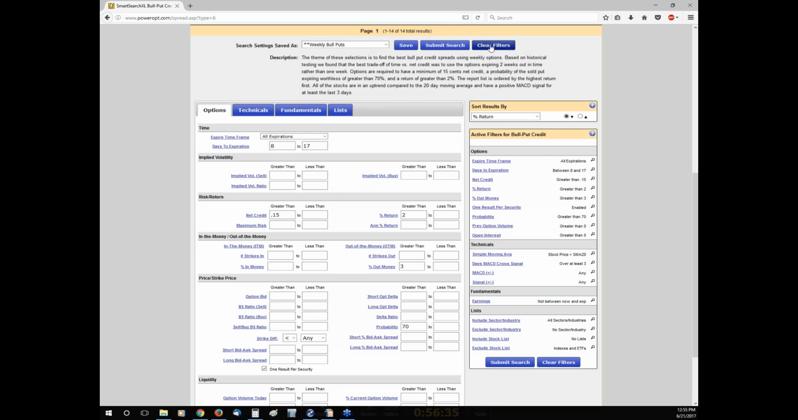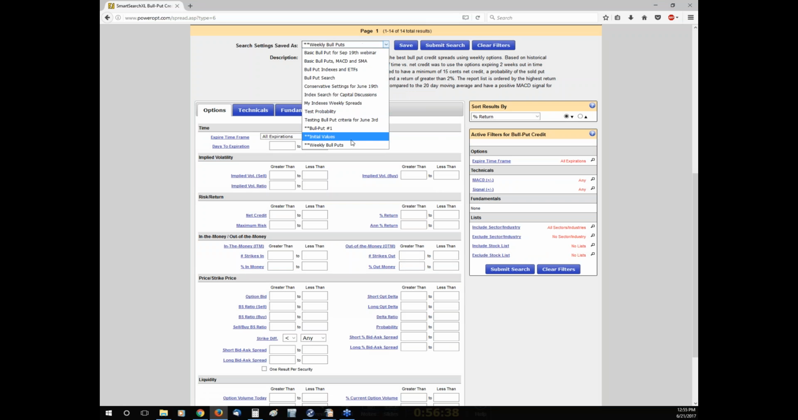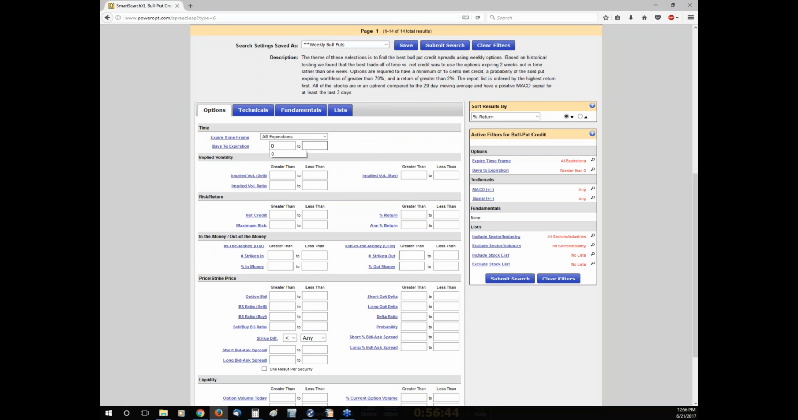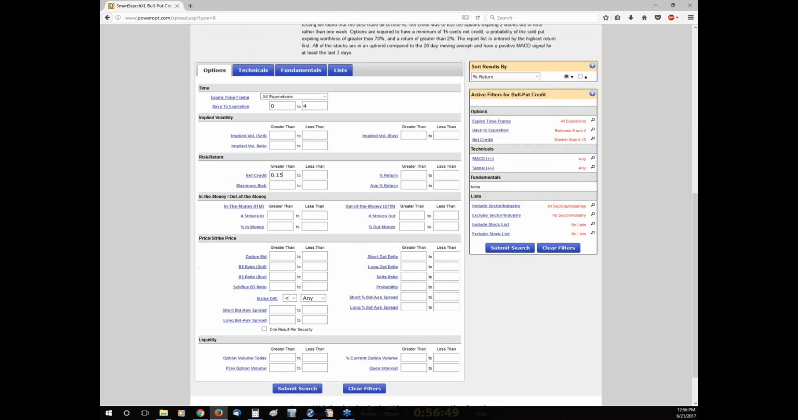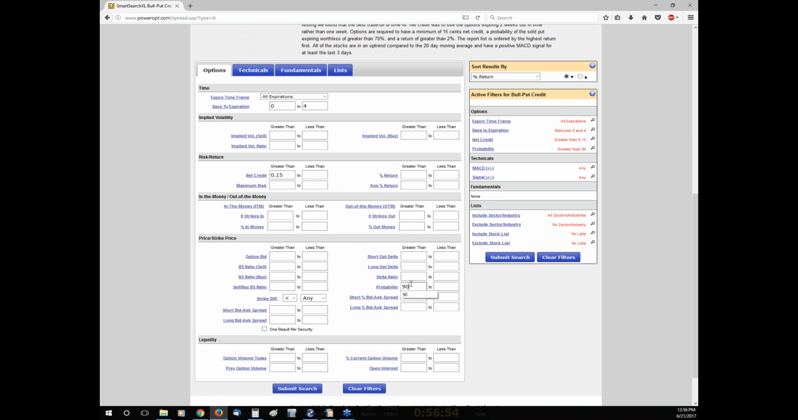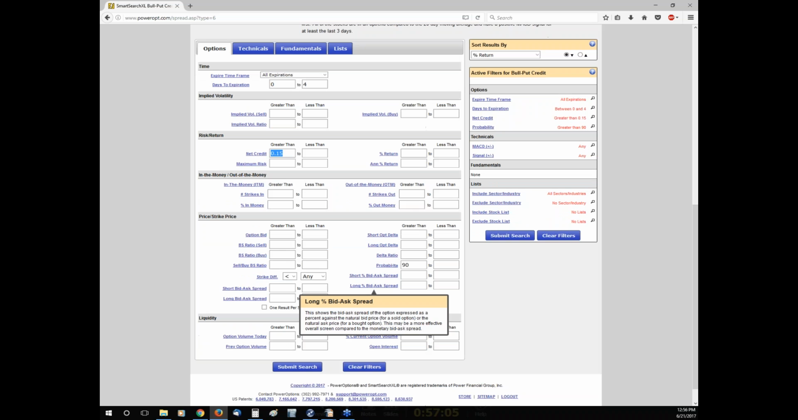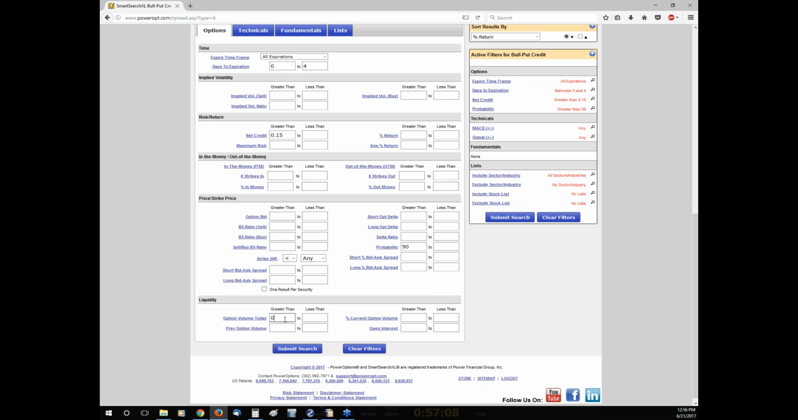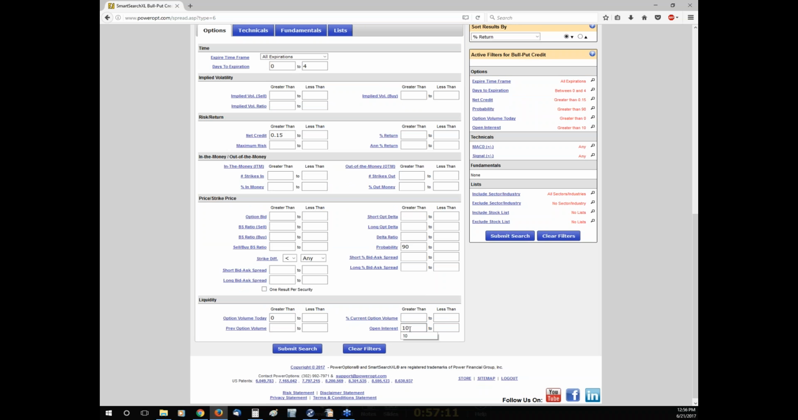Let's clear the filters one more time. Empty everything out of this default parameter field, but I can always go back to this default search or any of my saved searches at any time. We're going to go 0 to 4 days out with our days to expiration. Minimum net credit of 15 cents. Probability greater than 90, so 90% probability the stock would stay above both put strike prices, the spread would expire worthless, we'd have the max return. I'm not going to worry about return because we had a requirement of 15 cents with a 90% probability. That's going to be tough enough to find on its own. And at the same time, let's just put in some basic liquidity. All right, let's go ahead and submit that.